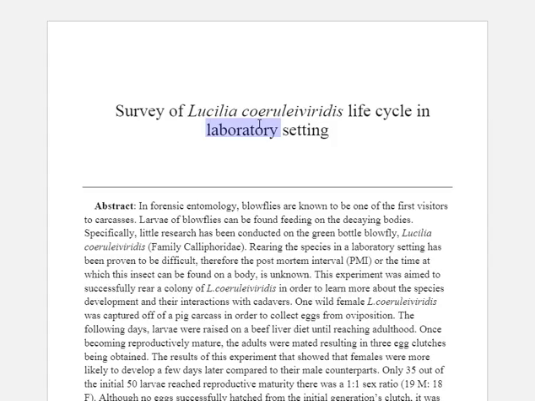"Survey of Lucilia corvidus life cycle." A survey implies going to a bunch of different places and taking a single point of data from all those different places. That didn't actually happen in this. So again, whatever words you use, make sure you're very specific about these things. Look up in ecology or in biology or whatever textbooks and see how these different disciplines use these terms and then use those terms appropriately.